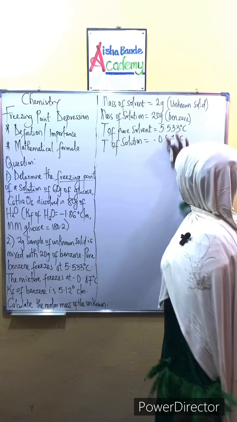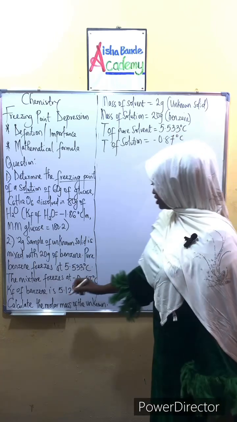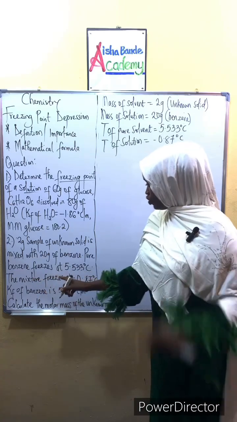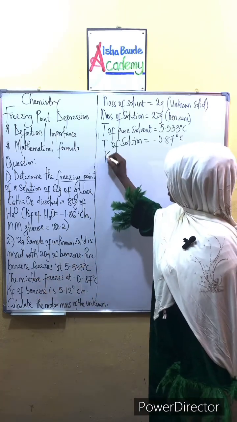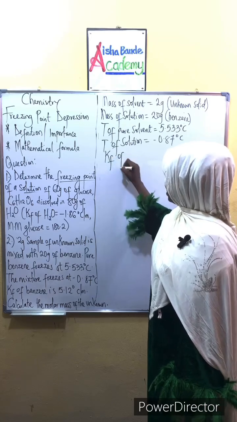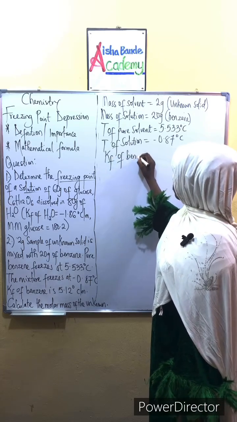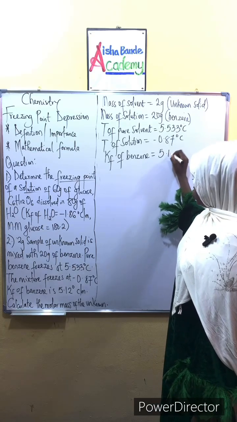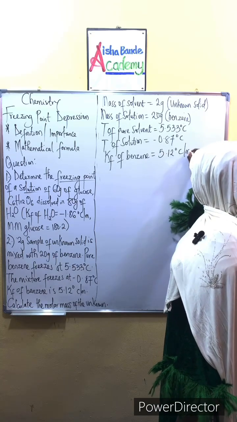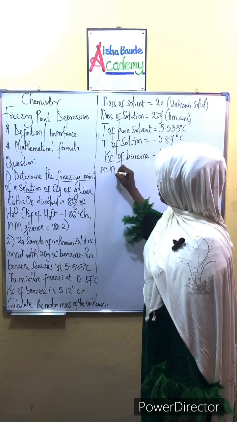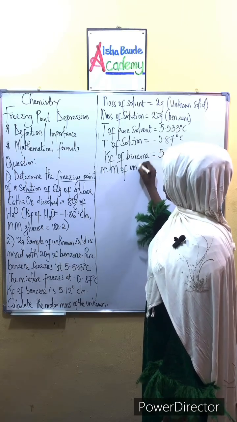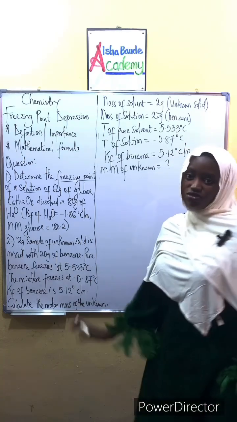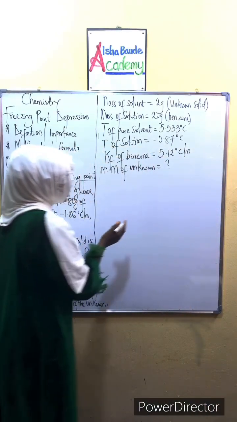Reading on, it says the freezing point constant of benzene, that is Kf of benzene, is equal to 5.12 degrees Celsius per mole. We have to calculate the molar mass of the unknown. Now we've brought out all the parameters, and it's just for us to solve mathematically.